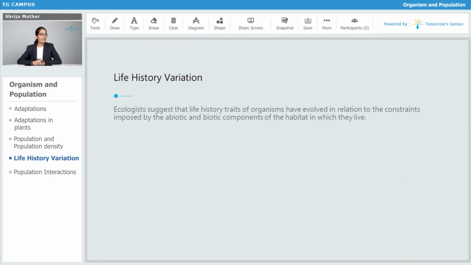Ecologists suggest that life history traits of organisms have evolved in relation to the constraints imposed by the abiotic and the biotic components of the habitat in which they live. So it is a competitive environment. There are different restrictions imposed by different abiotic factors and different biotic components. So following those restrictions, covering up those restrictions, the organisms have utilized their full efficiency, their full power to reproduce.